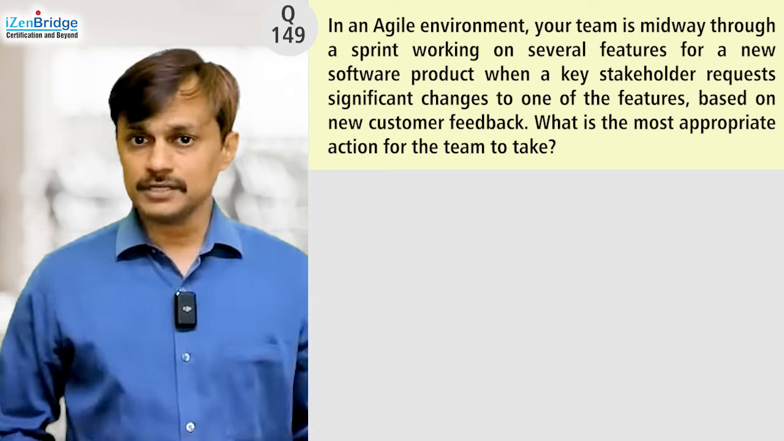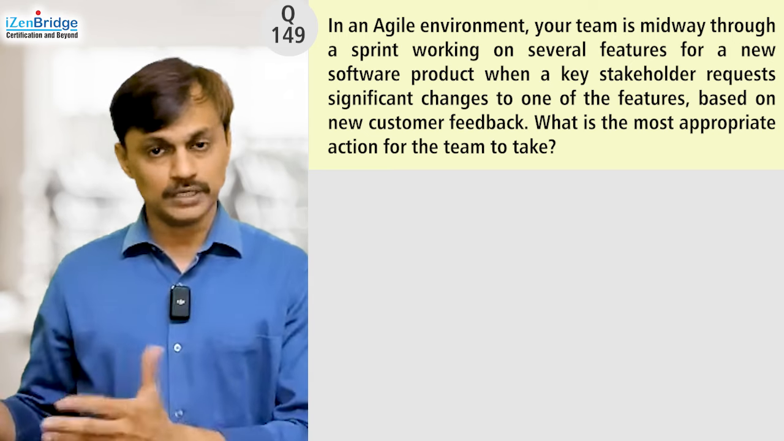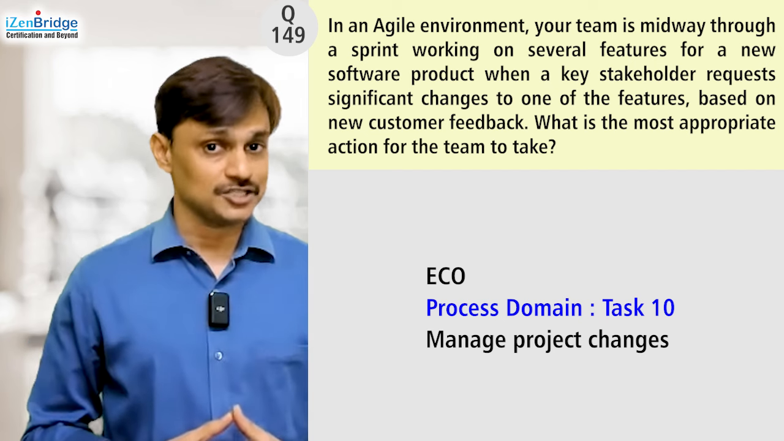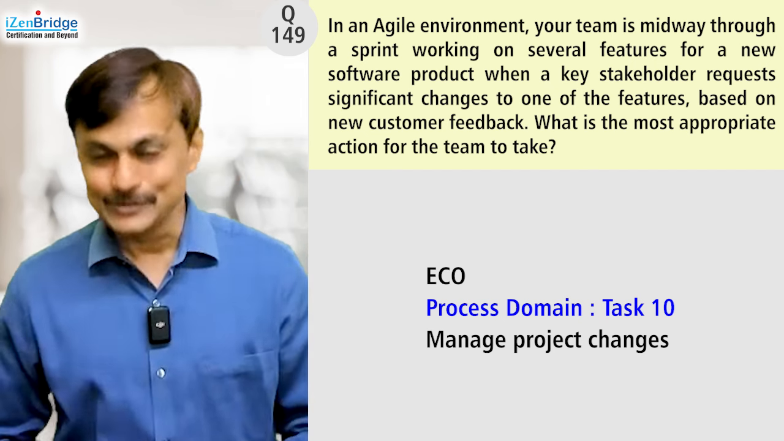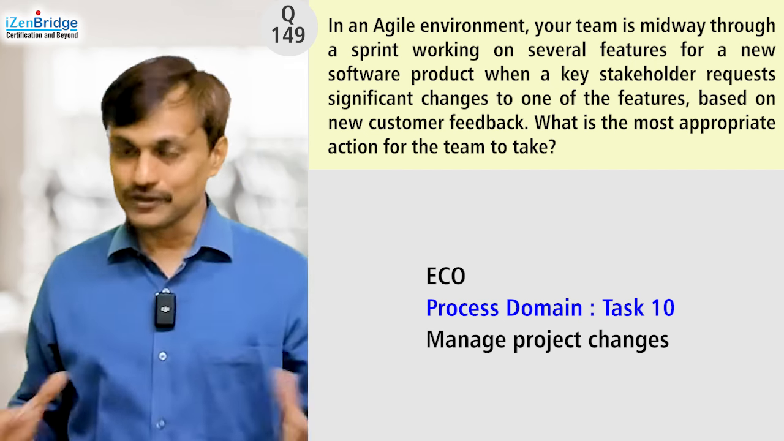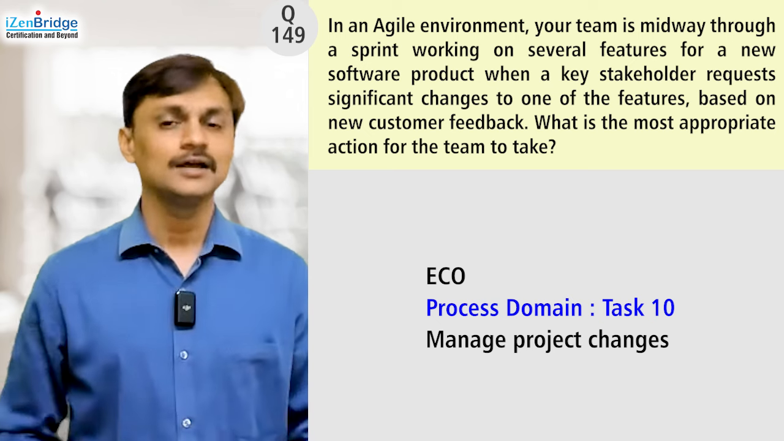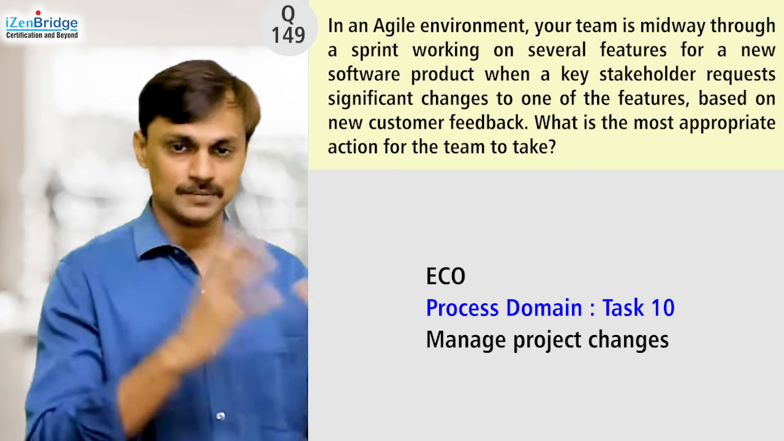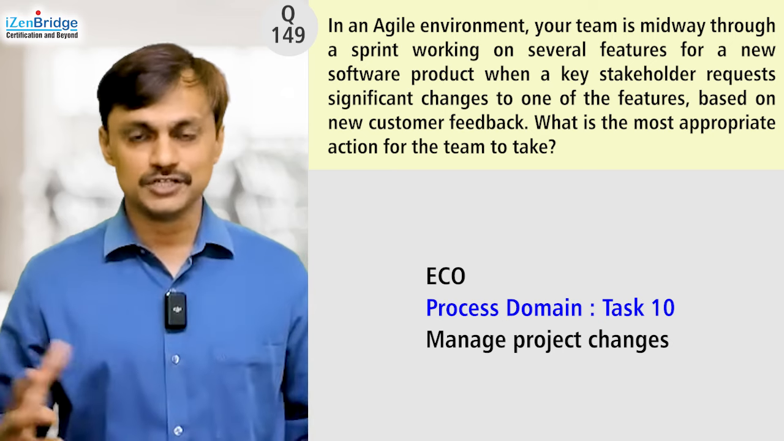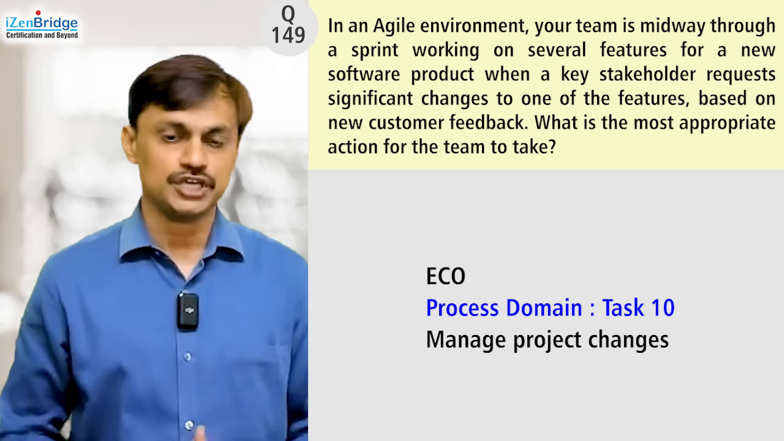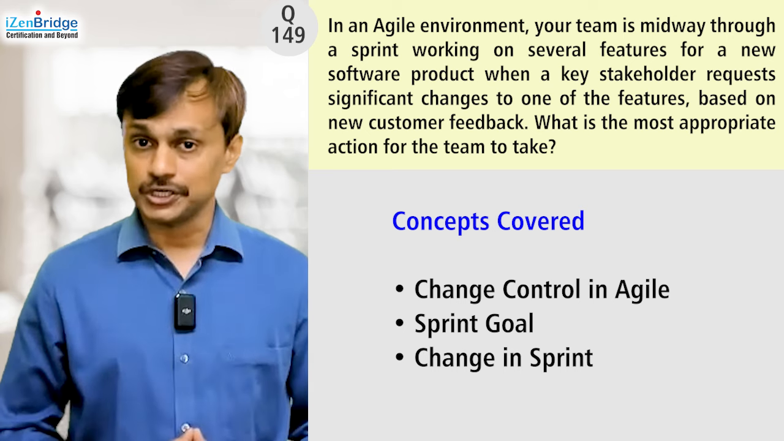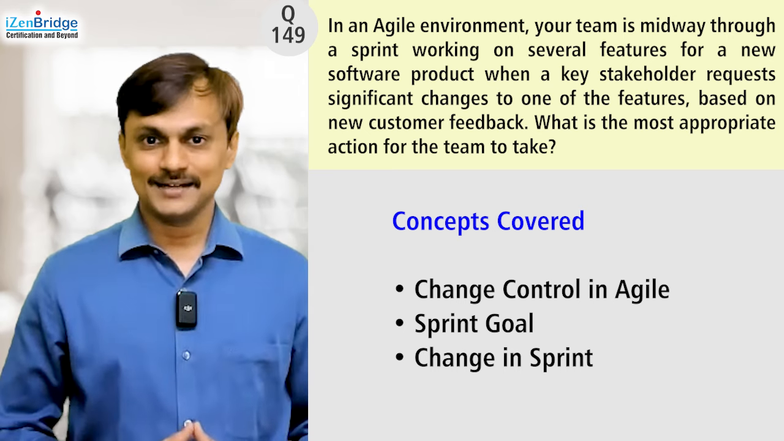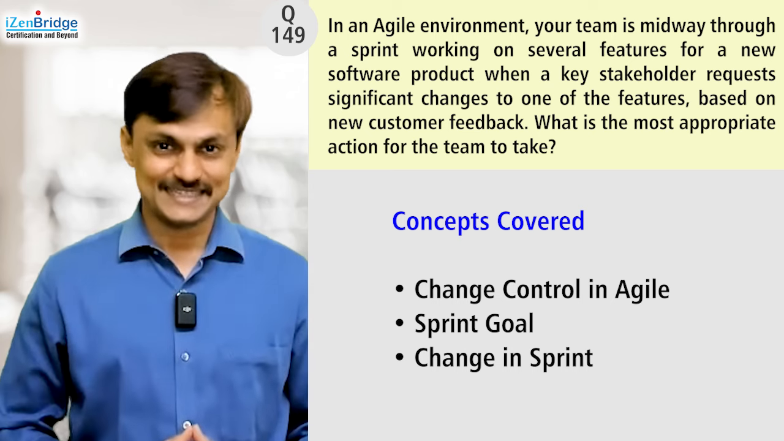As far as mapping with the PMP exam content outline, ECO, we know that this maps to task 10, manage project changes. Yes, even in Agile, you manage project changes with the help of continuous backlog refinement and collaboration. In the predictive life cycle, you manage with change control, the change control system and board and all those things. Here you manage it with a collaborative approach, but still change is change. The topic is we learn about change control in Agile, and we also learn about sprint goal and change or no change during the sprint.